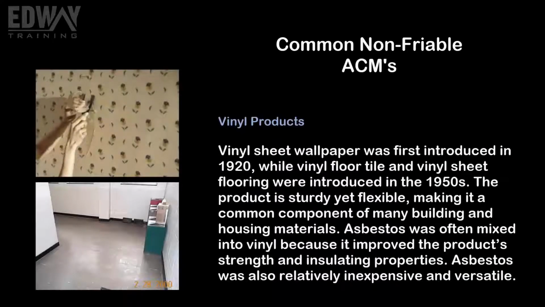Vinyl products. Vinyl sheet wallpaper was first introduced in 1920, while vinyl floor tile and vinyl sheet flooring were introduced in the 1950s. The product is sturdy yet flexible, making it a common component of many building and household materials. Asbestos was often mixed into vinyl because of its improved product strength and insulating properties. Asbestos was also relatively inexpensive and versatile.